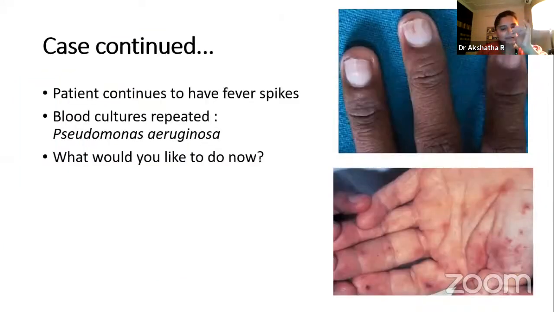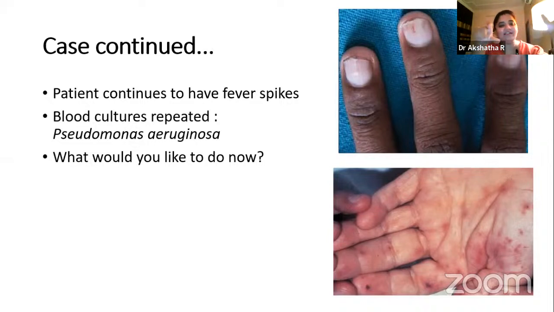So continuing with the case, the patient continues to have fever spikes, blood cultures were repeated and it is growing Pseudomonas aeruginosa. And when you examine the patient, you are seeing these in the nails, there are some things, and in the hands there are something. So what are you seeing in this? What is the syndrome you're looking at now? Anyone? Yes, infective endocarditis.